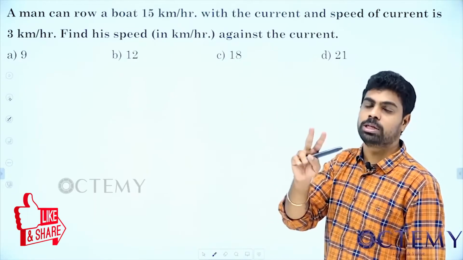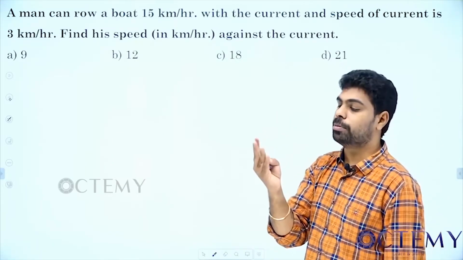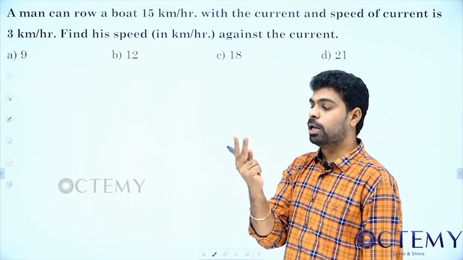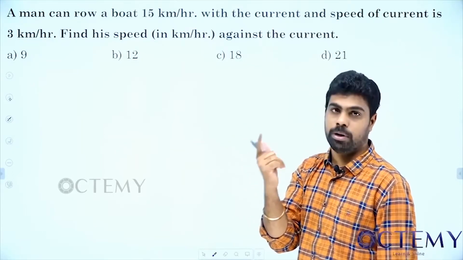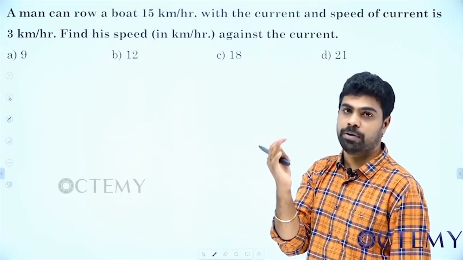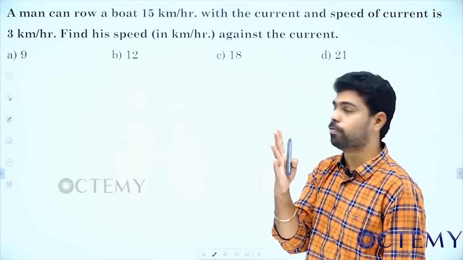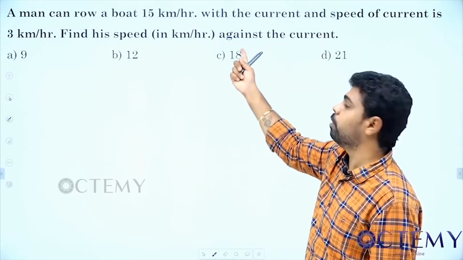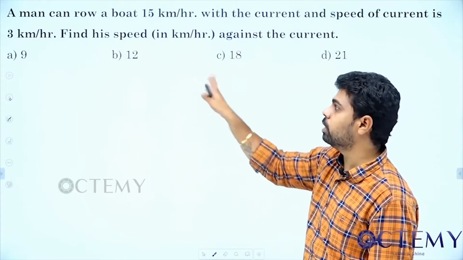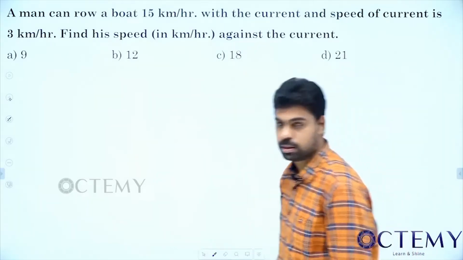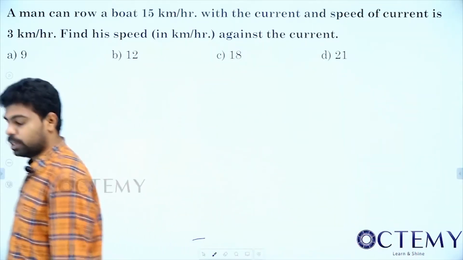We have only these things: x, y, that is upstream speed or downstream speed, or else speed of man or boat in still water, speed of river or stream or current. These four things you should find out. One will be asked to find out here. So try to find out which is given and which has to be found out, you analyze. Simple. So solve and comment your answer.